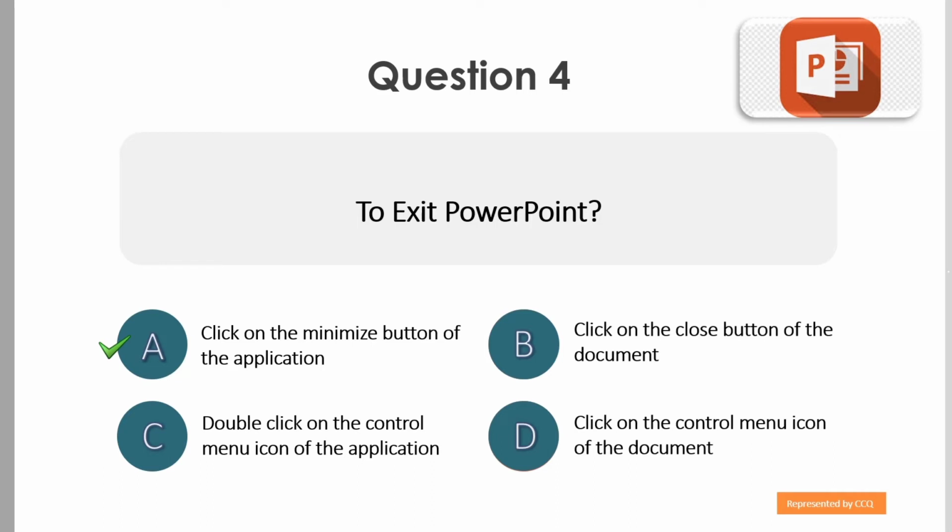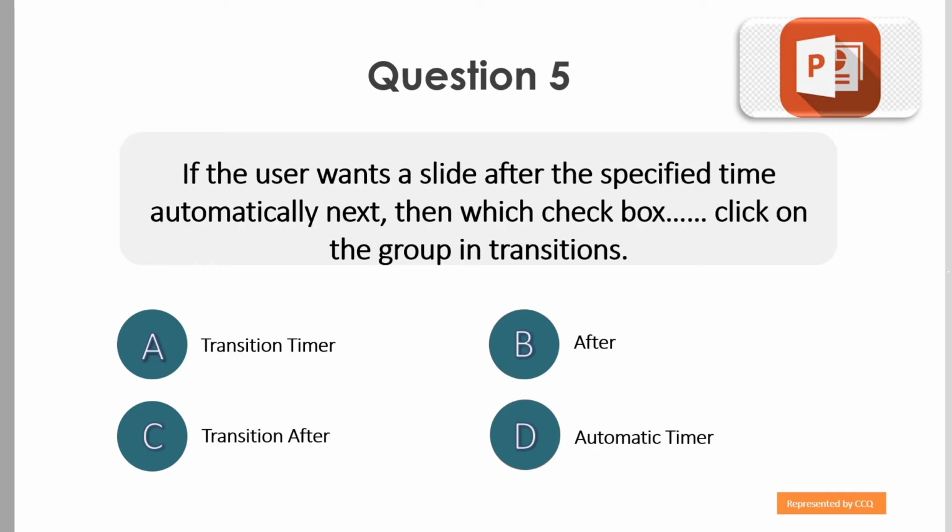So move on. The next question is fifth question. If the user wants a slide to go next automatically after the specified time, then which checkbox do you click on in the group transition? So the options are transition timer, transition after, or automatic timer. So the correct answer of this question is D, automatic timer.